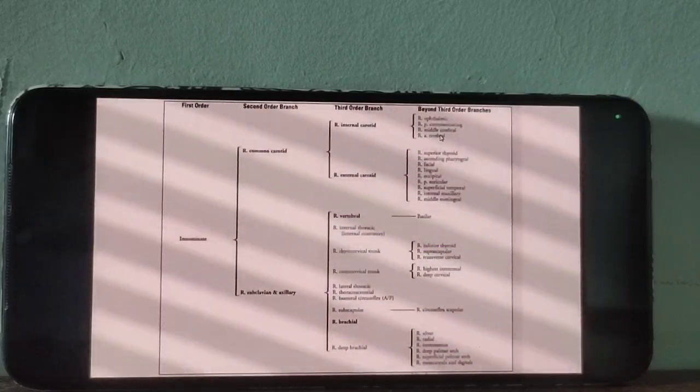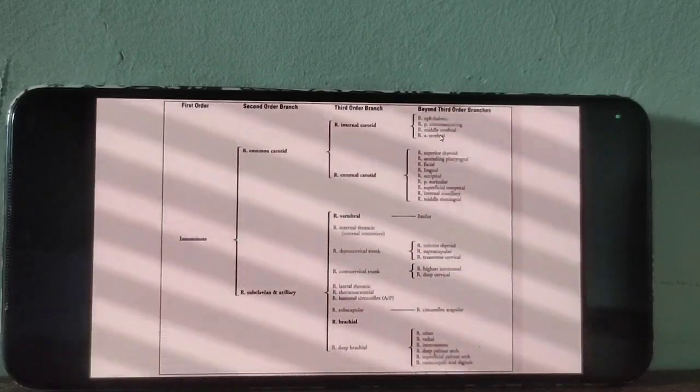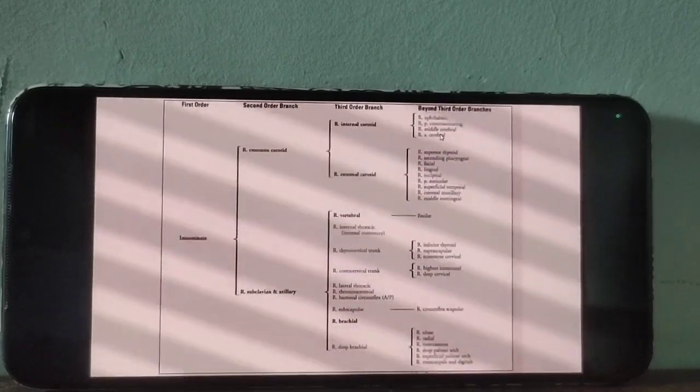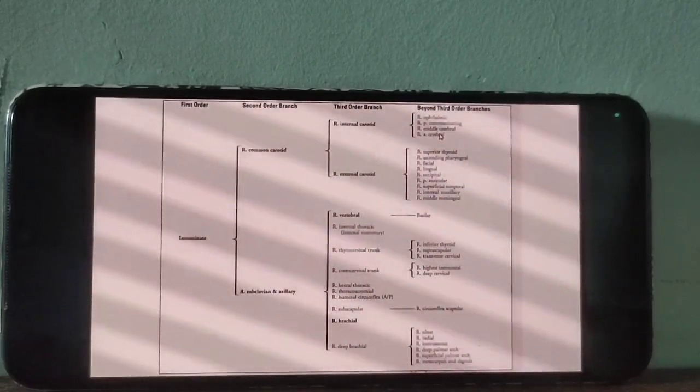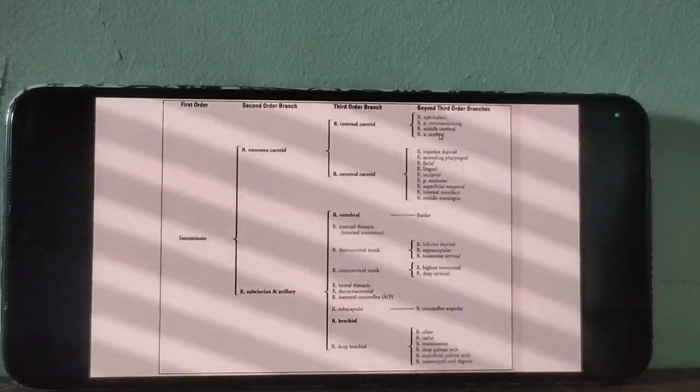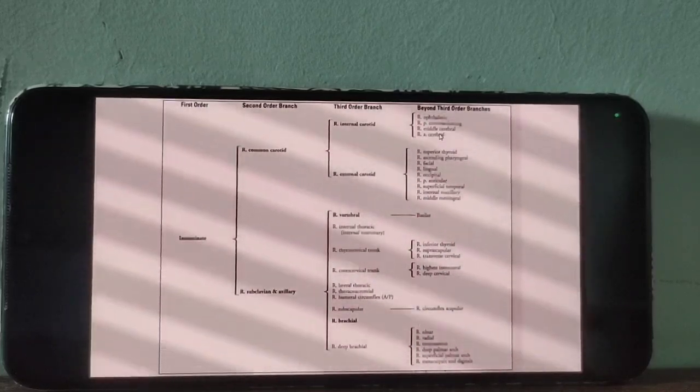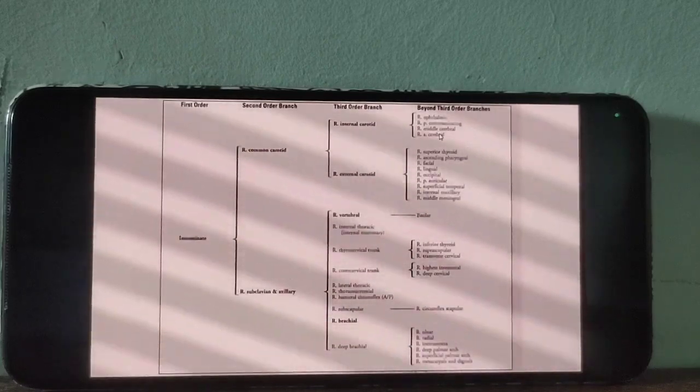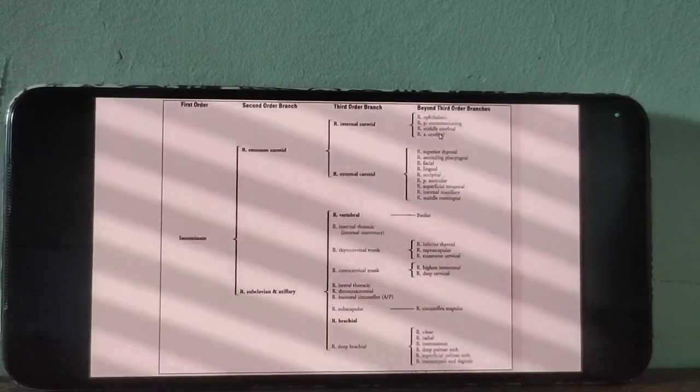Now, how many terminations here? 3 terminations. All of these are present under the branches beyond the third order. So there are 3 terminations.